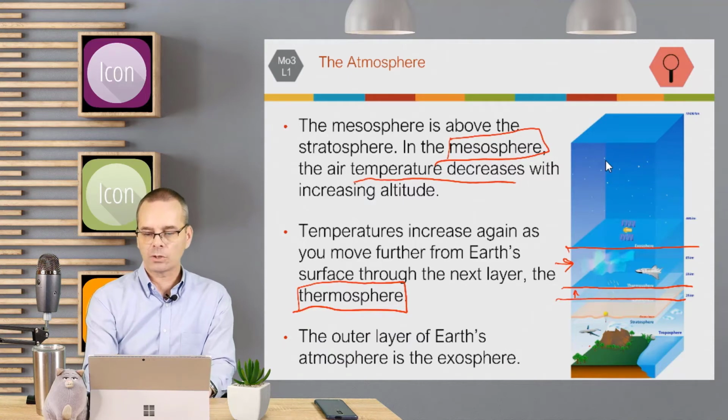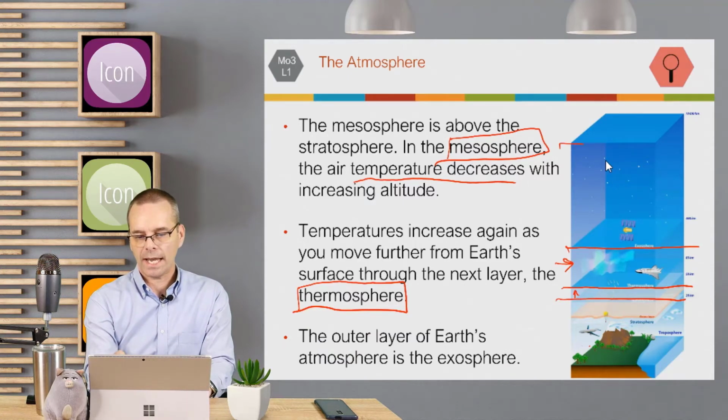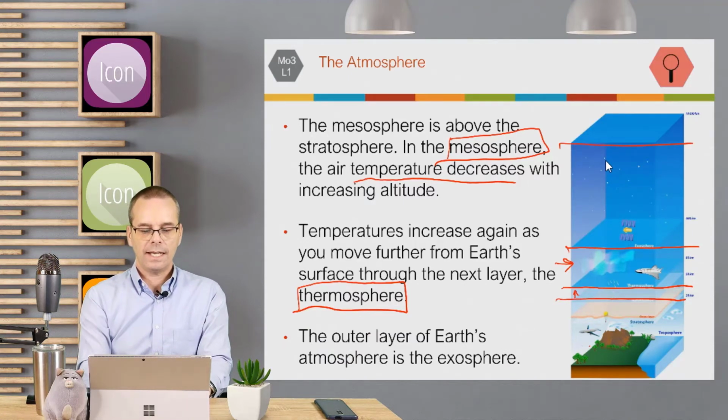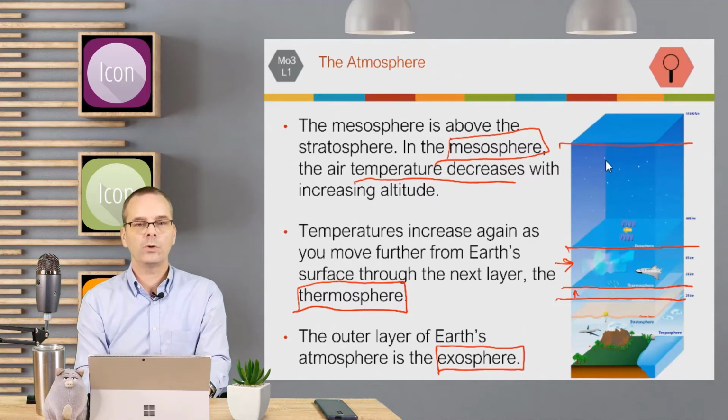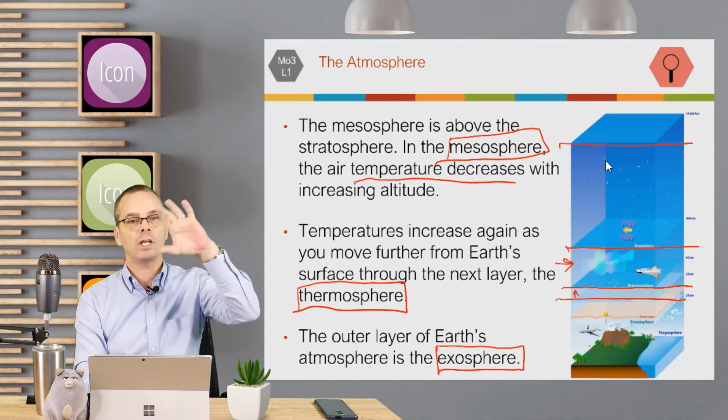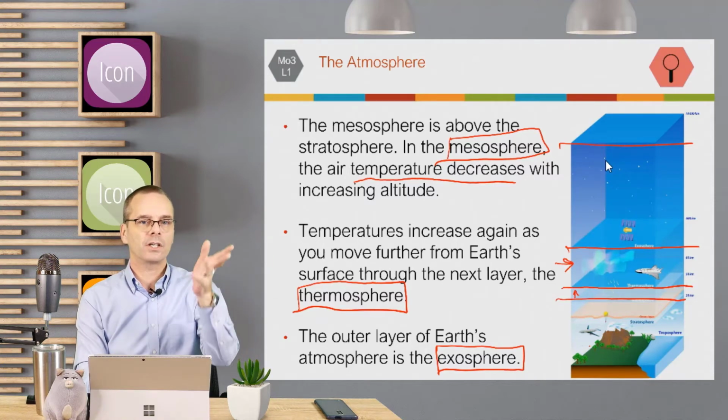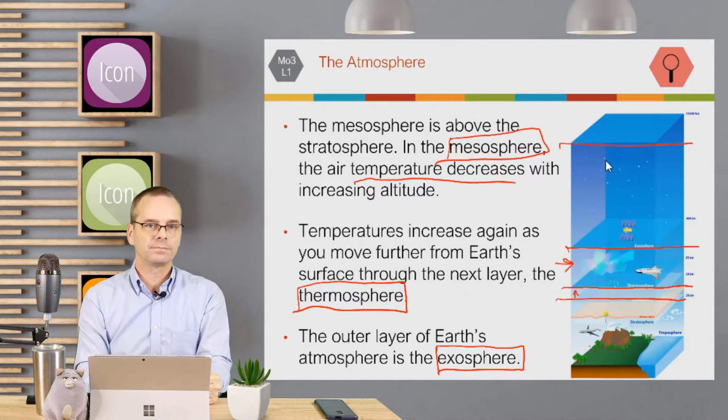And then the outer layer is called the exosphere. The exosphere is right before you enter space. So it's our very top layer, and it's very huge. And it's also where you'll find our satellites, etc.